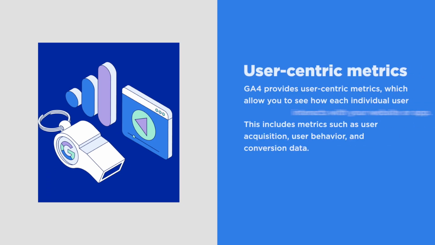GA4 provides new metrics and insights that were not previously available on Universal Analytics. Let's start off with user-centric metrics as defined on the screen. With this information, you can get a more complete picture about how users are interacting on your website or app and make more informed decisions about how to improve their experience. It's like having a private investigator working for you, gathering the intel you need to make your website as effective as possible.